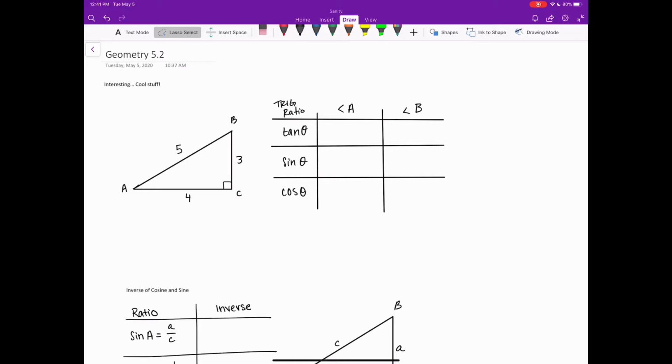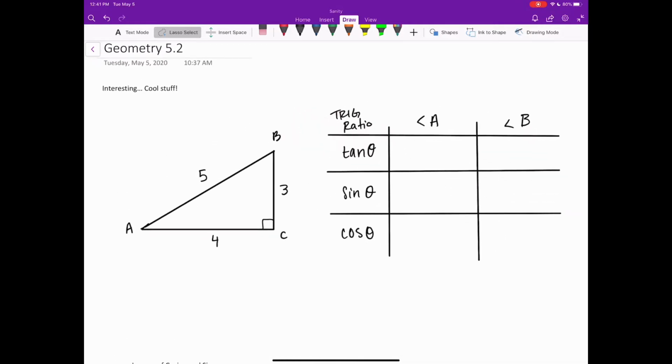Let's get started on our second assignment for this week. It is week 5, the second assignment, 5.2. We're going to do some quick review because now we've talked about all of our basic trigonometric ratios: tangent, sine, and cosine.